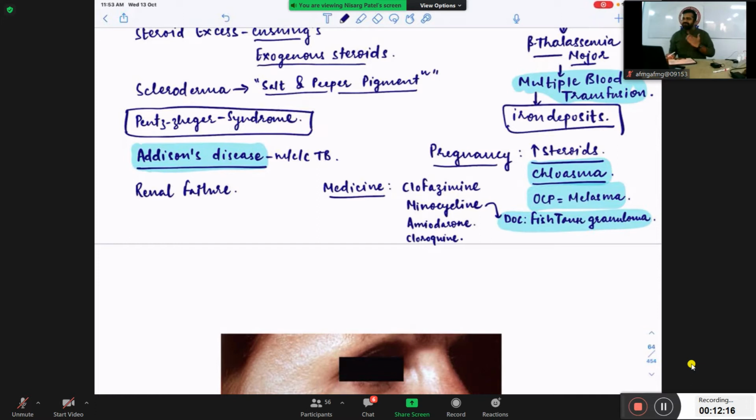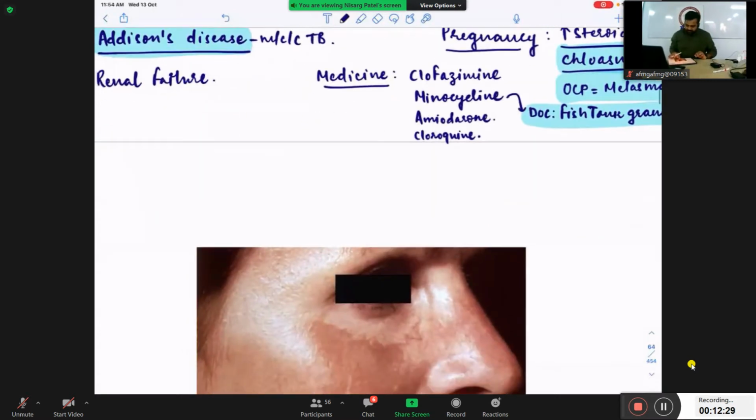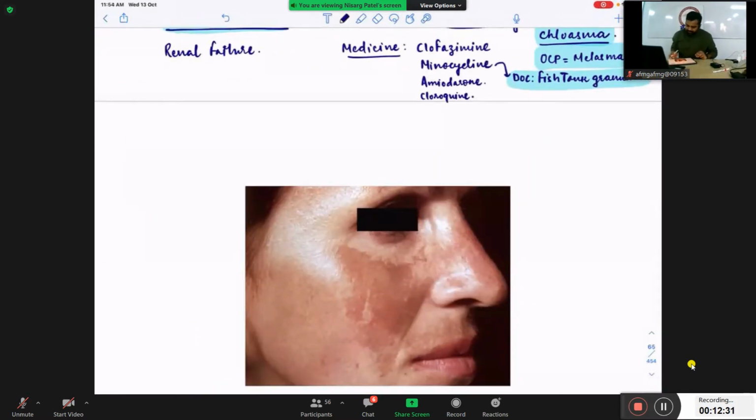Hyperpigmentation is a bluish grayish color. There are many medicines that cause hyperpigmentation, but these are the main medicines which cause blue or grayish discoloration. You will think that my skin is darkening. Okay, so after this, I will be talking about this image.